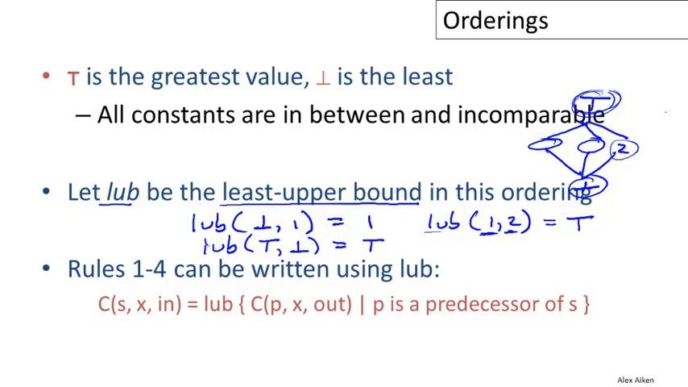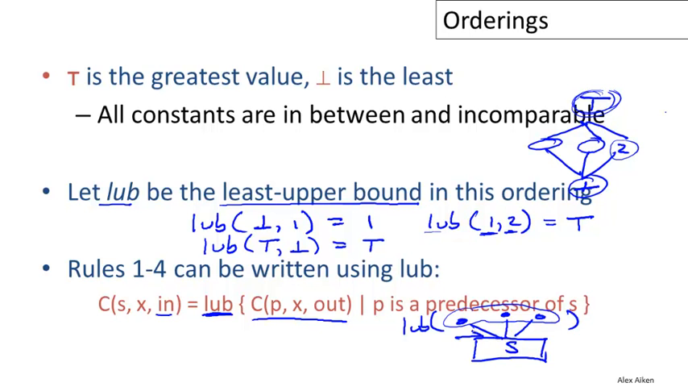Given this idea of a least upper bound, it turns out that rules 1 through 4 are all just computing the least upper bound. The in of a statement is just equal to the least upper bound of the out of all the predecessors. That's all that rules 1 through 4 were saying. If you remember, we have a bunch of predecessors and then a statement S, and whatever the information is on these predecessors, we just take the least upper bound over it. That is the information on entry to S.